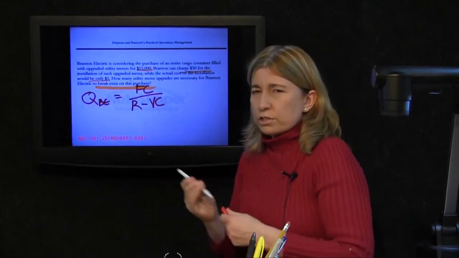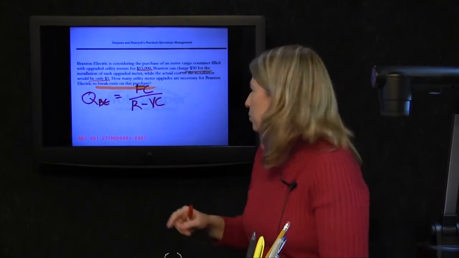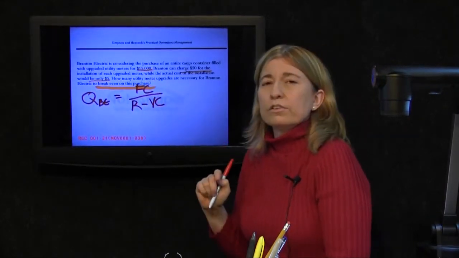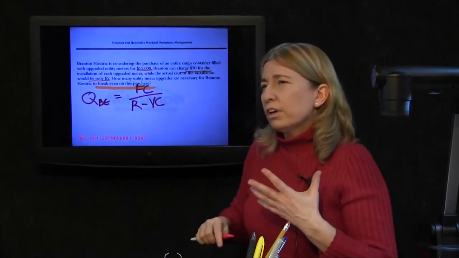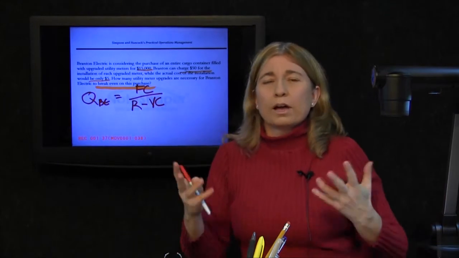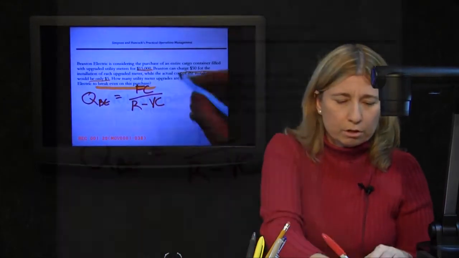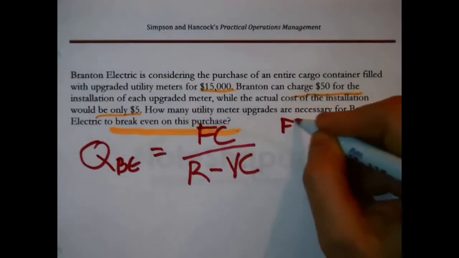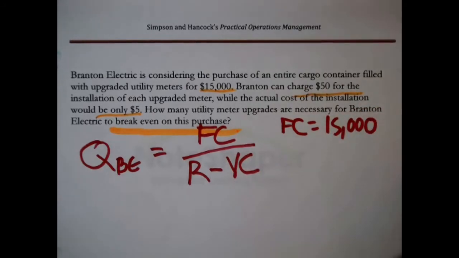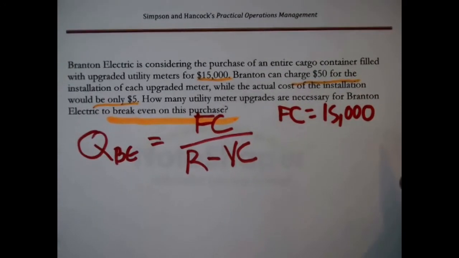The fixed cost for Branton Electric would be the cost of the purchase of the entire container, because it's a cost that will not vary regardless of what they do after they make that purchase. So fixed cost is the $1,500, and very often fixed costs are that. They're like the big cost of the purchase.